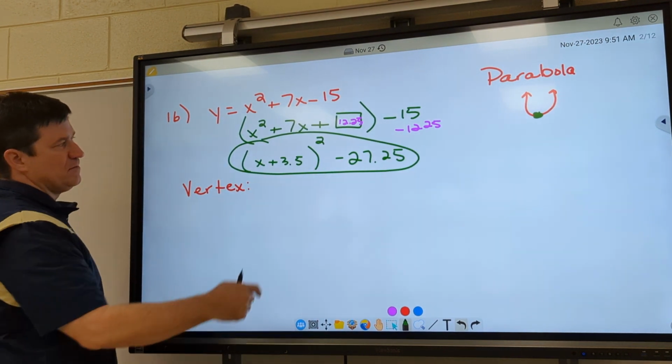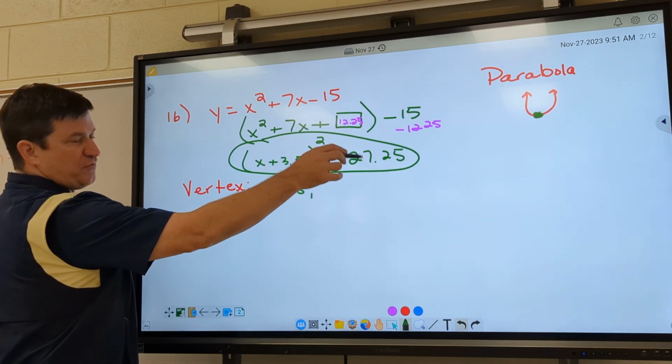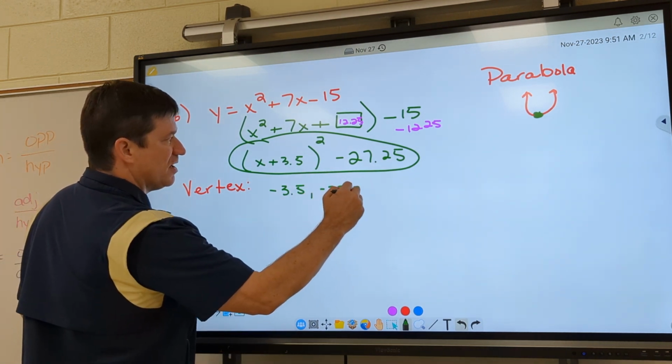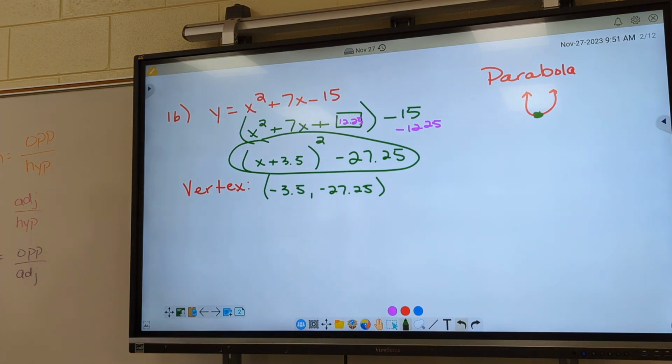What's our vertex going to be? We flip the sign on this one, so that's negative 3.5. We don't flip the sign on the one that's not inside the parentheses, so I just bring down negative 27.25. That is how you find the vertex on 16 through 19.